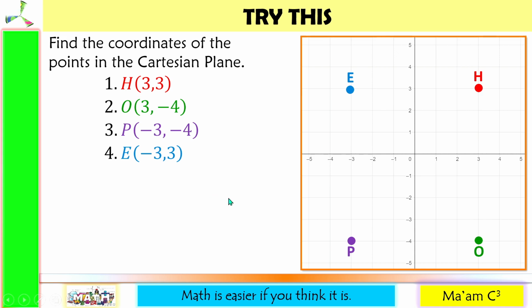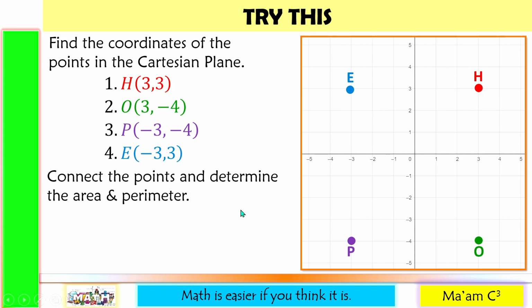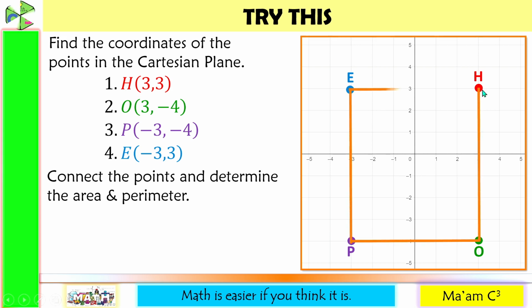Now, what if we add something to this? Let us connect the points and determine the area and perimeter. Starting from point H, let us connect the points. And so we were able to form a rectangular figure. To solve for the area and perimeter, we need the measurements of the sides. So from here up to here, this would be 1, 2, 3, 4, 5, 6 units. While from point H to point O is 1, 2, 3, 4, 5, 6, 7 units.